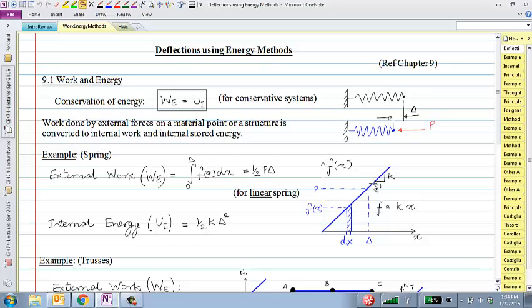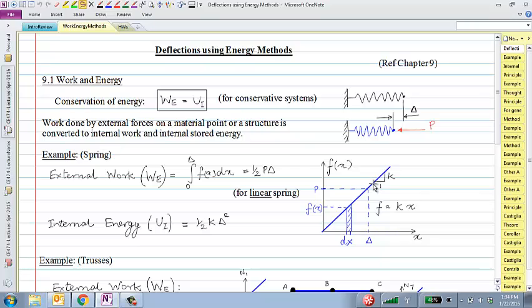So let me ask you this. I have this structure, and if I apply a force here slowly, force P, up until the final point when it reaches P and the deflection is delta, then what is the total work that I am doing on the structure by applying this force P slowly so that it reaches an amount delta? What is the external work that I am doing on the structure?